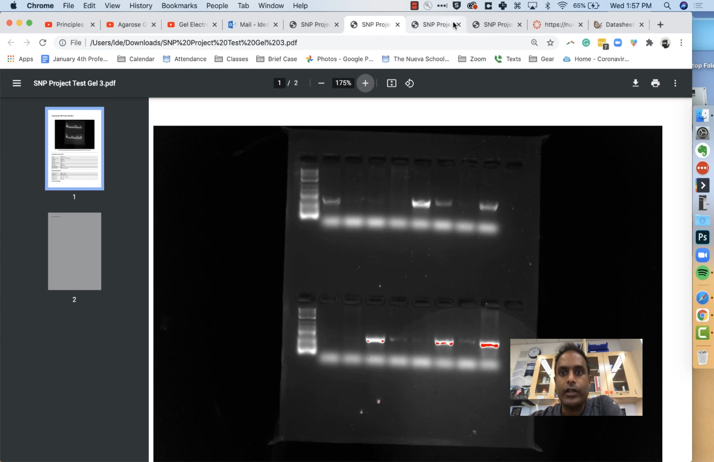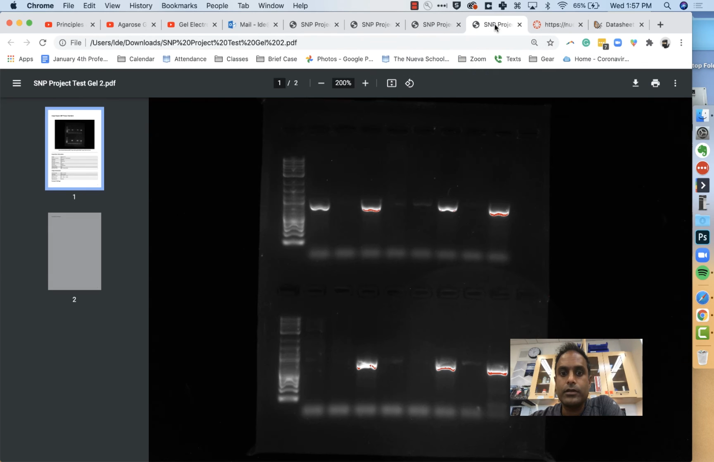Okay, so 100, 200, 300, 400, 500 base pairs, and then 1,000 base pairs. And if you look in there, you can see that there's a division in there. So right around there is 800 base pairs. This is where my DNA showed up.